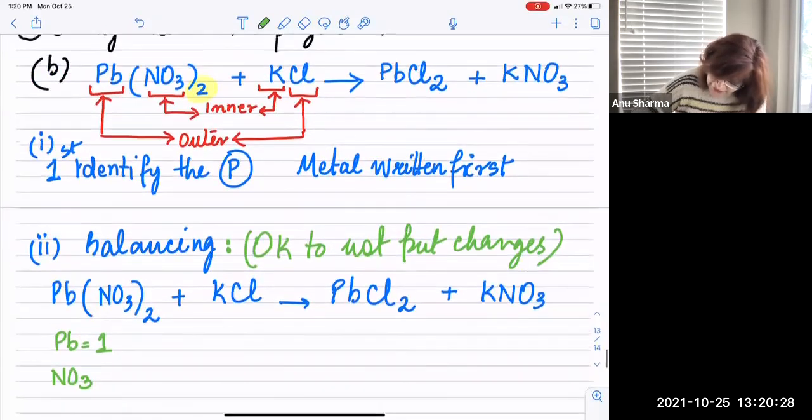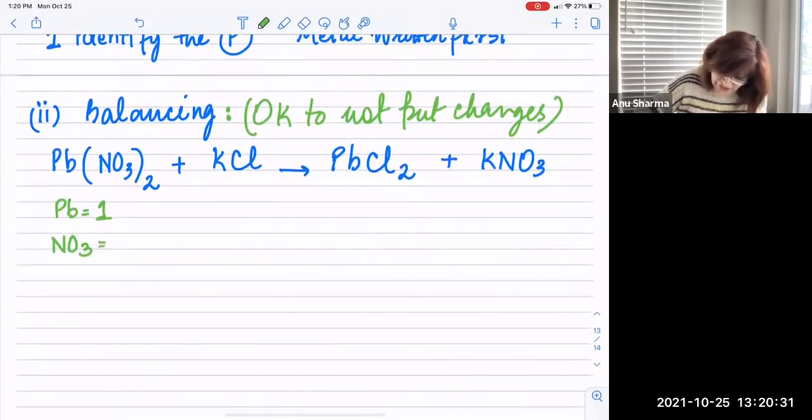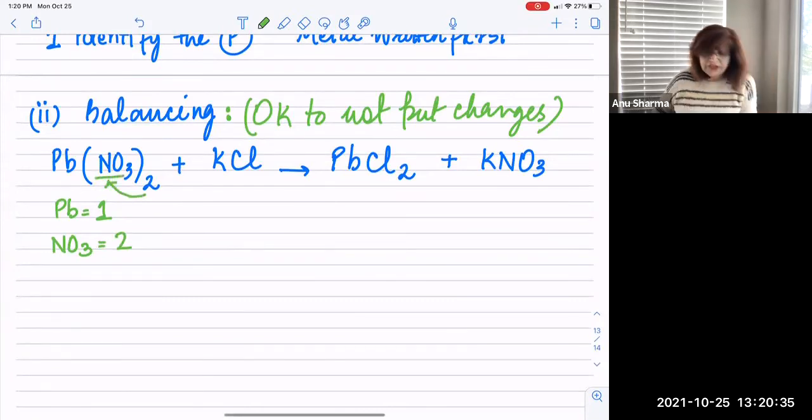So lead nitrate, how many nitrates are there? There are 2 nitrates. Remember that this 2 applies to this whole nitrate. This 2 applies only to chlorine. NO3 is one thing, so it's very important you recognize the polyatomic ions.